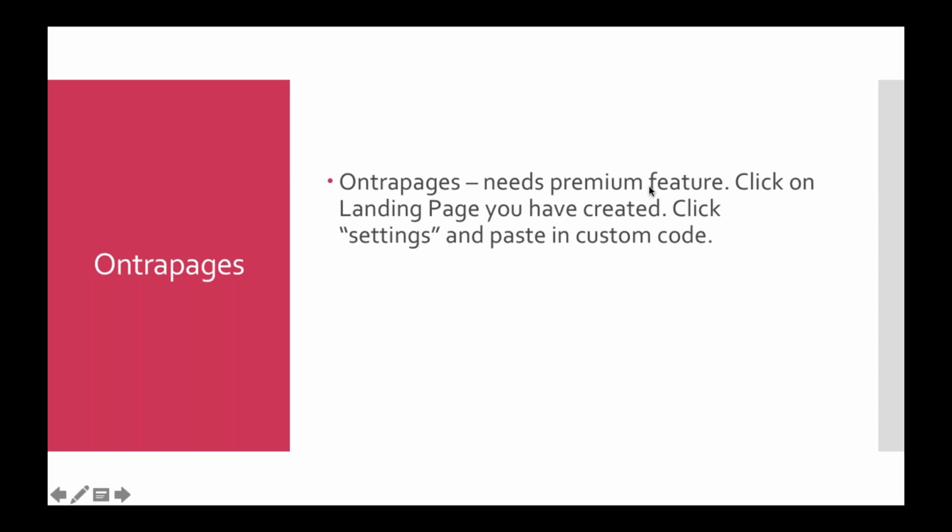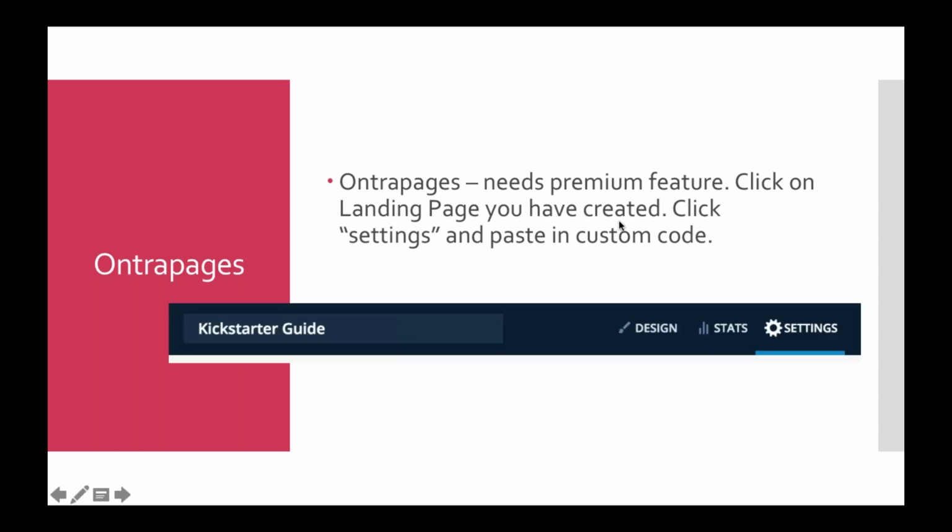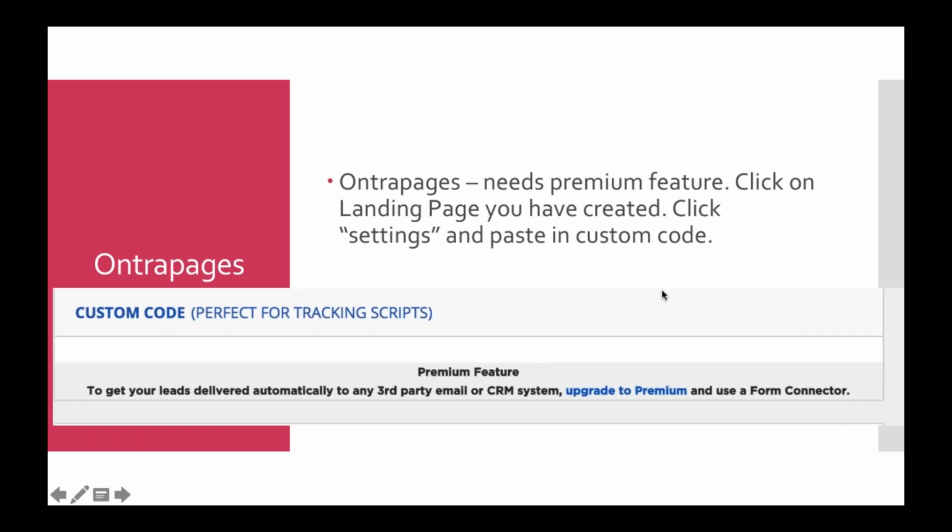So on Entre Pages, it's pretty simple. You click on your landing page. For mine, it was the Kickstarter guide, and then you click on settings. You'll be able to scroll down to custom code. As I've mentioned, it's a premium feature. Once you've paid for a premium subscription for Entre Pages, you'll be able to paste your pixel into the custom code. So it's really simple, really straightforward.